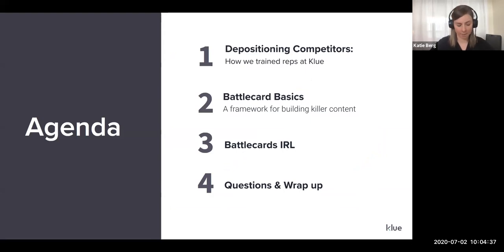Okay, so agenda for today, we are going to go through a few things. First is talking about depositioning competitors and how to do that. We're going to walk through some stories and examples of what we've done at Clue to learn about how to train our own reps on that.